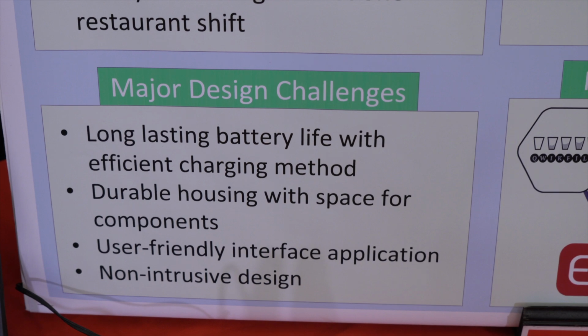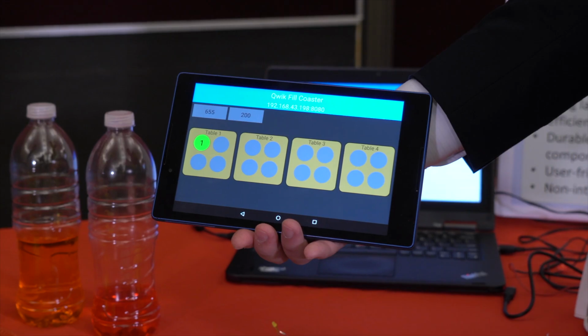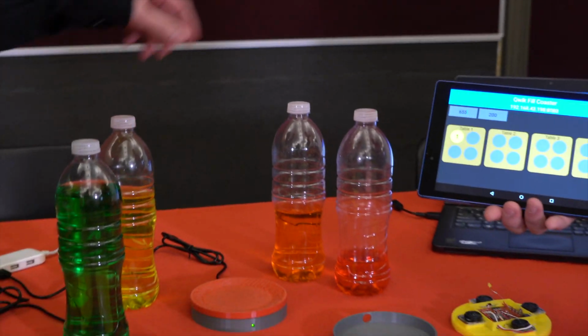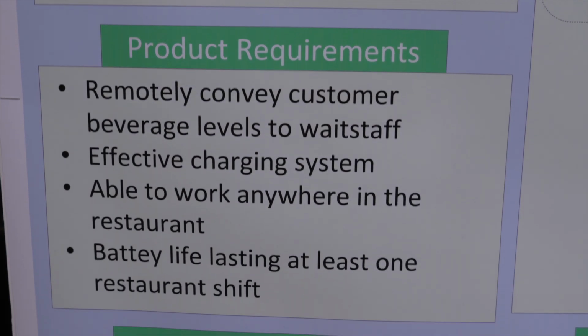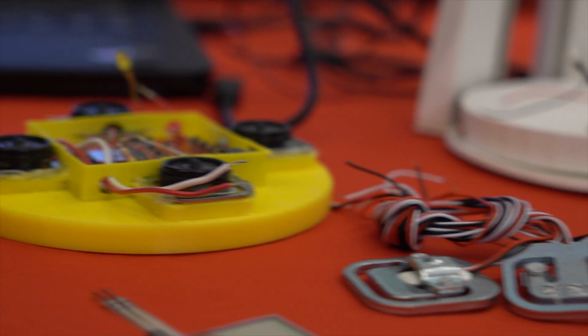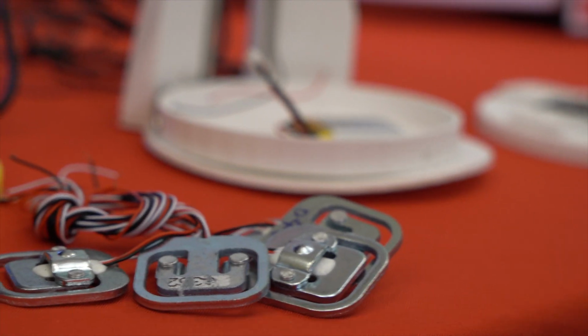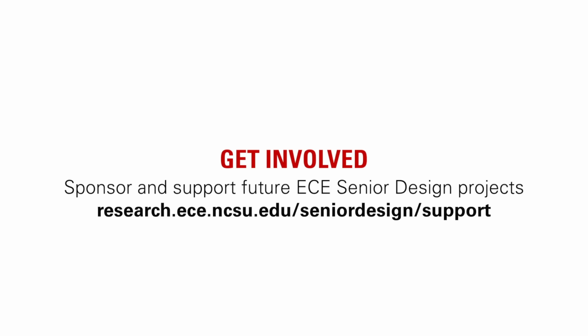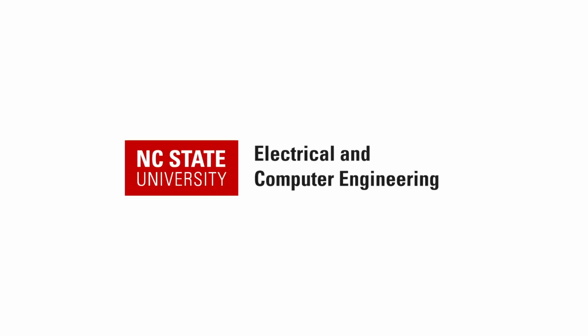Some of the major challenges were the long-lasting battery life that can work at least 4 hours for a restaurant shift. Another was having an accurate and right interval sensor for the coaster. And another technical difficulty that we solved was integrating all the systems together, which was a challenge that we had.